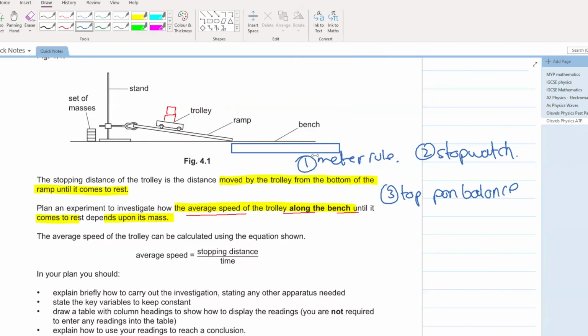So you have a trolley. Let's say you will release it at point A, with a certain amount of mass which you have already measured from the top pan balance. Then, as the trolley is released, it will come to rest, let's say at point B. You will measure the distance from the bottom of the ramp to point B. You will also measure the time taken for the trolley to travel from the bottom of the ramp to point B. Distance and time will be measured here. You can calculate the average speed. Mass is already measured using a top pan balance.